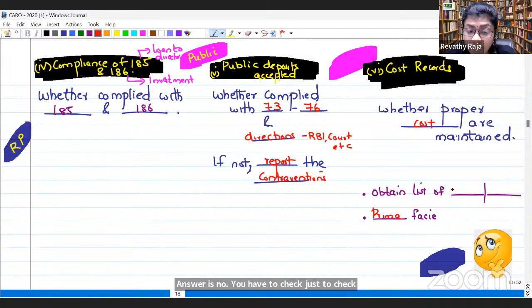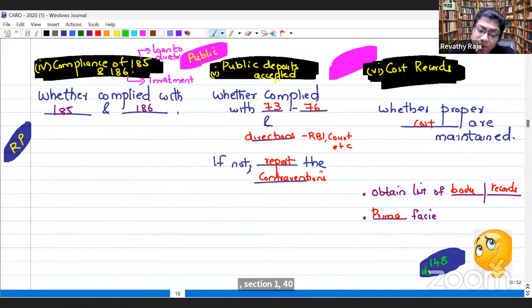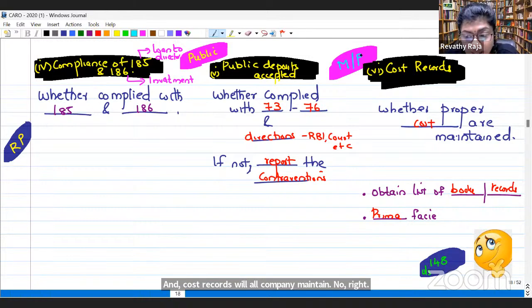For that, you will obtain a list of books and records from management. In our earlier company audit chapter, it was there. Now company audit is deleted both for Inter and Final. So if you want only, I'm not saying mandatory, section 148 of Companies Act deals with cost audit. Will all companies maintain cost records? No, right. It is maintained only by manufacturing or producing entities.